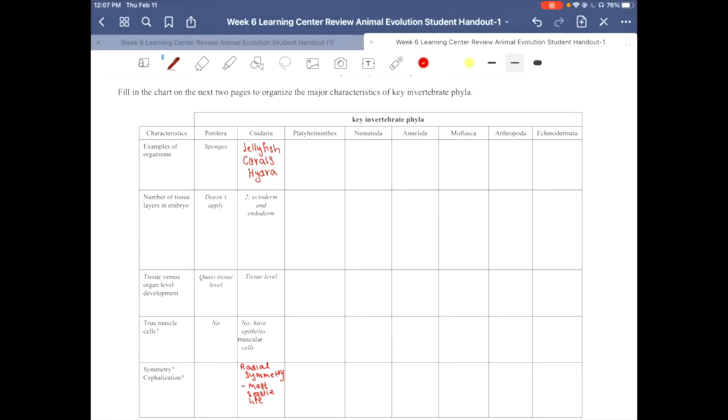And then for the sponges, for symmetry, they're not symmetrical. So there is no real symmetry present. And they also have a sessile lifestyle.